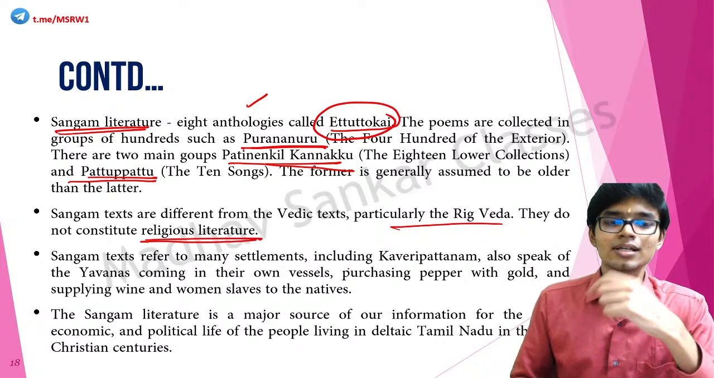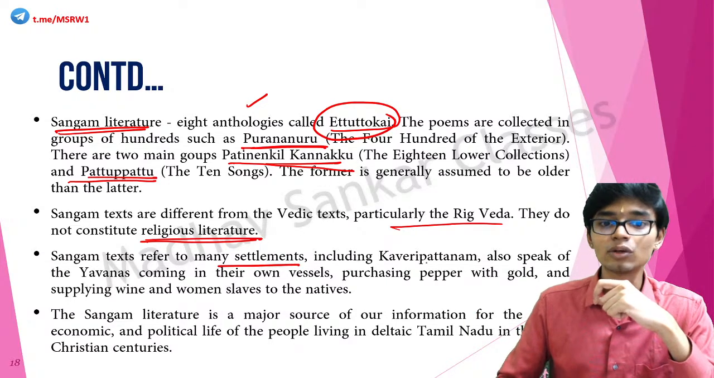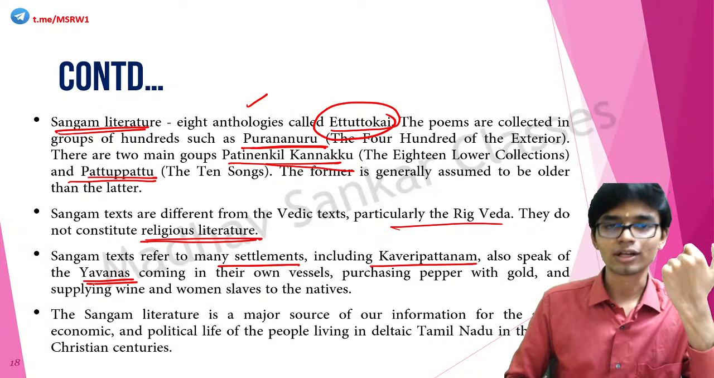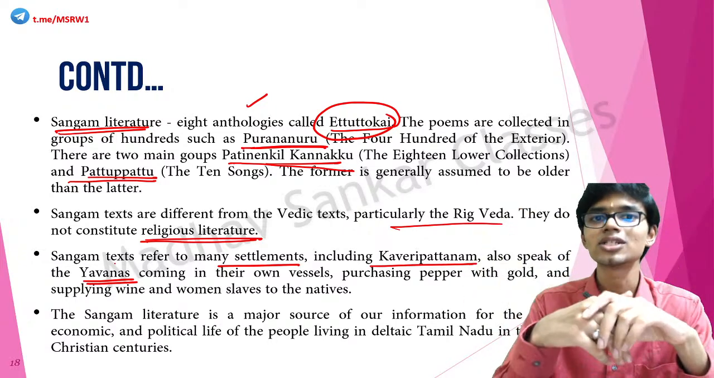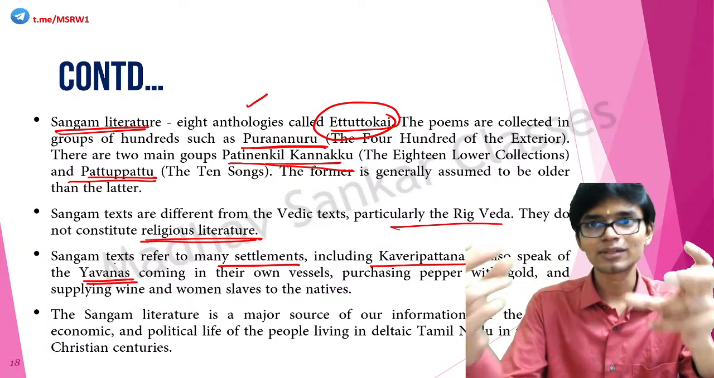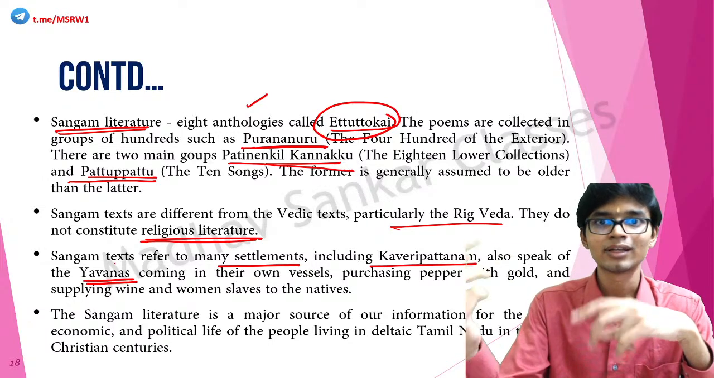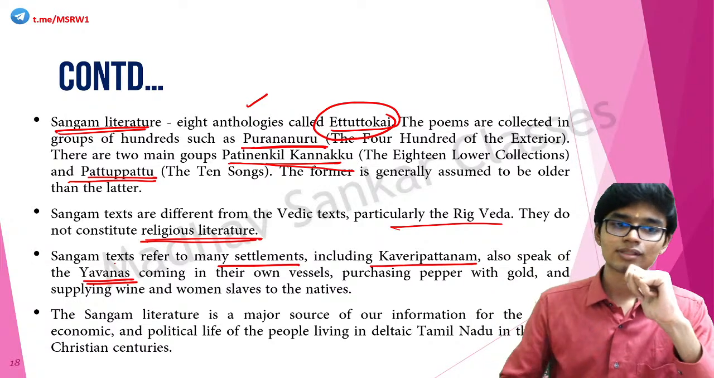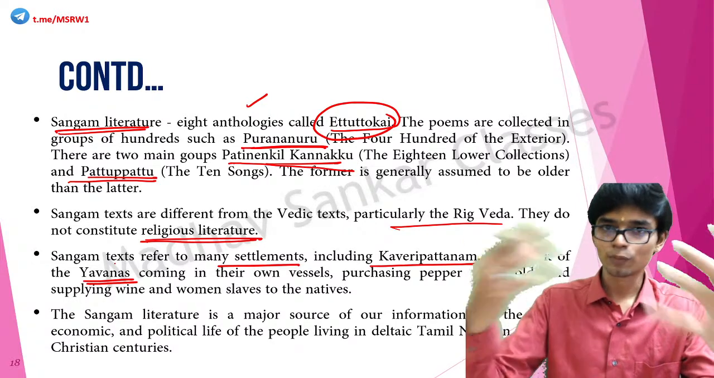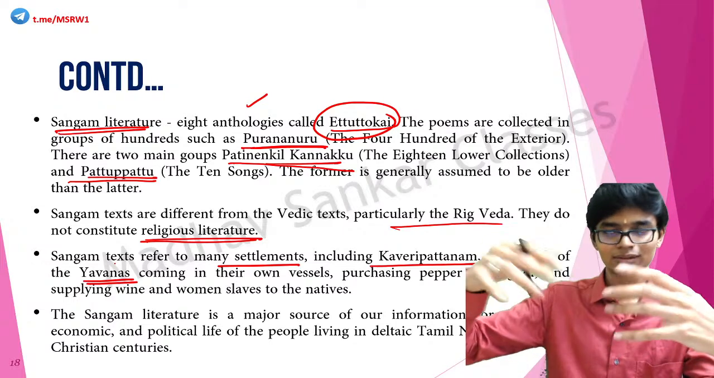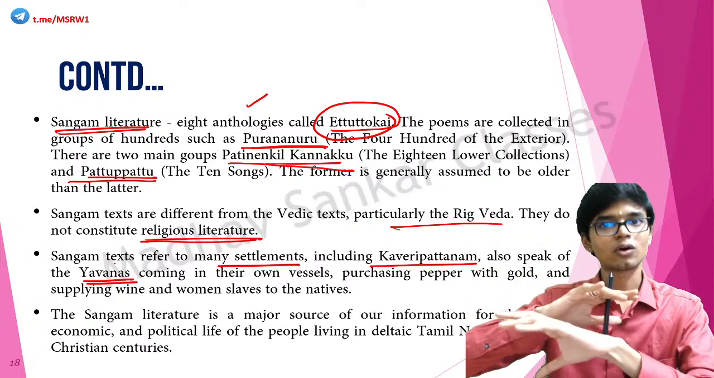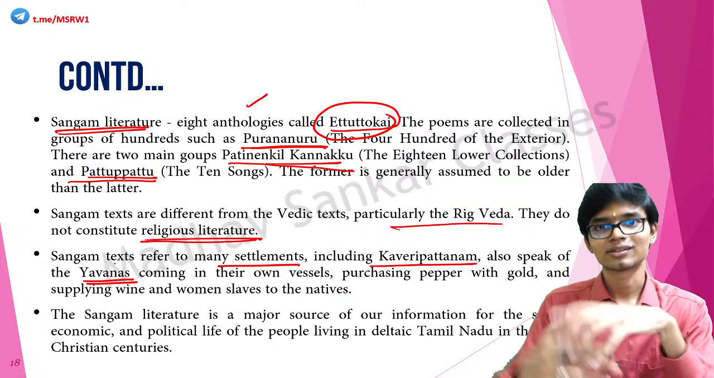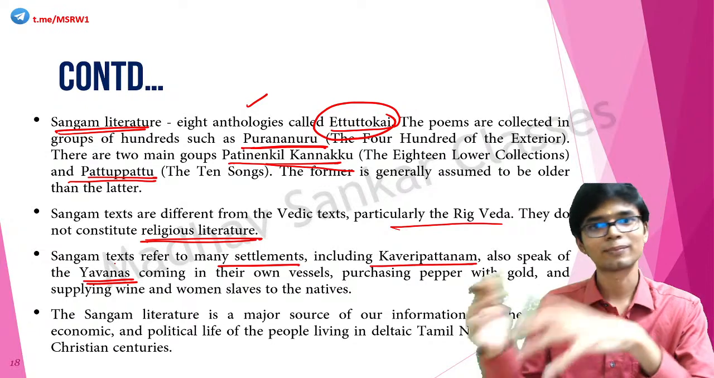Sangam texts refer to many settlements, including Kaveri Pattanam. They speak about Yavanas. Yavana means foreigner. The term Yavana in ancient India meant foreigner. Eventually, that same term was used to denote Greeks. Greeks were also called by the term Yavana. Europeans also, and at some point of time, it eventually came to be used for calling all the foreigners. For example, Portuguese people were also called Yavanas. Mostly Europeans were called Yavanas at some point of time.